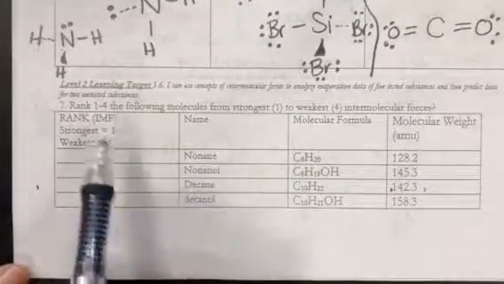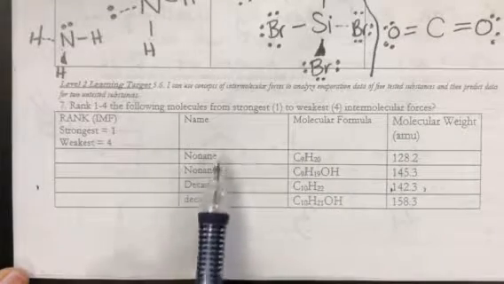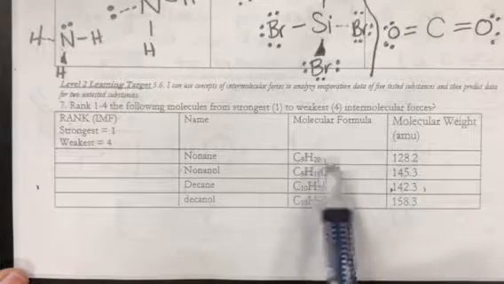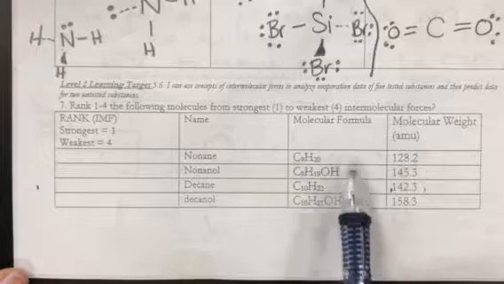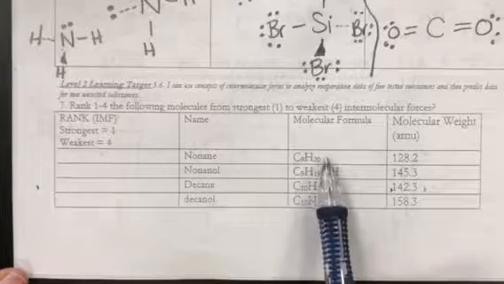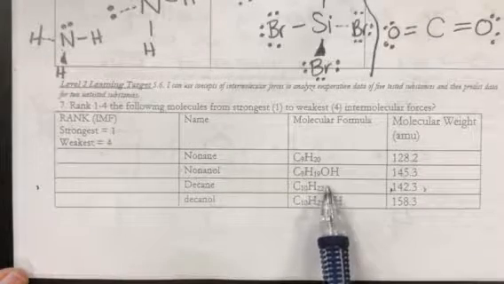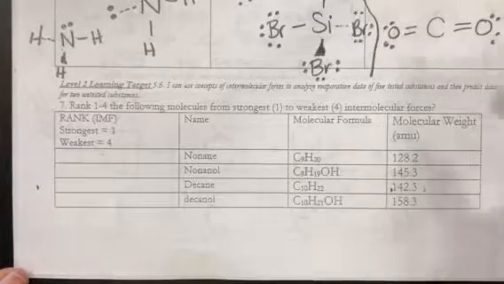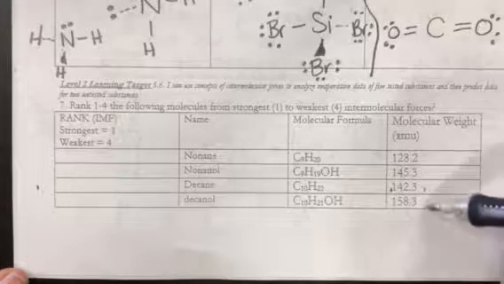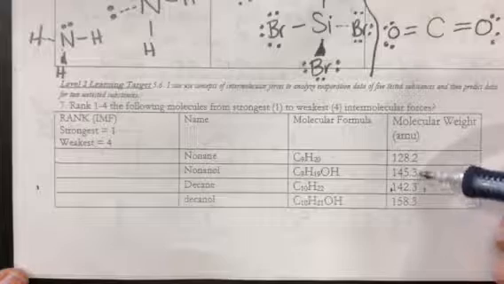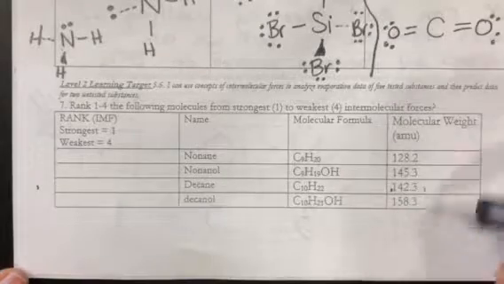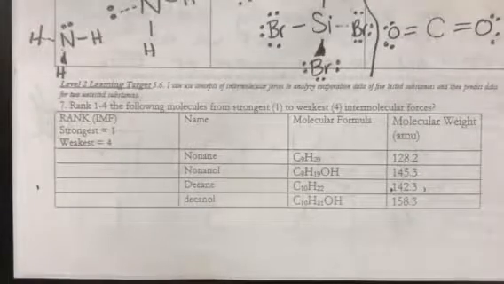So for this one you're going to need to rank the molecules from strongest to weakest. So you've got nonane, nonanol, decane, and decanol. Please notice we've got nonane and nonanol. They have the same number of carbons, but one has hydrogen bonding, the other one does not. The same with decane and decanol, one has hydrogen bonding, the other one does not. Please notice we've got 128.2, 145.3, 142.3, 158.3. Just because one is heavier is not always going to mean that it's going to be stronger than the other.